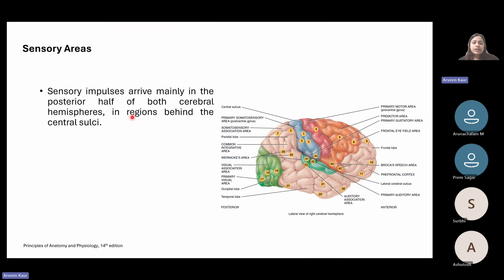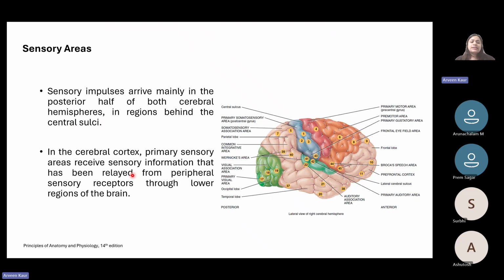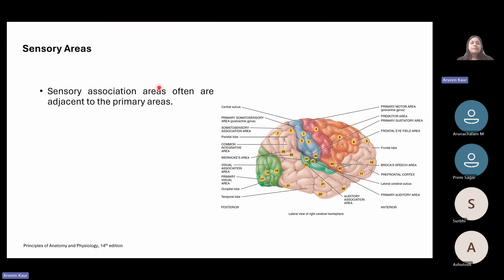So, when we talk about sensory areas, sensory impulses arise mainly in the posterior half of both the cerebral hemispheres, in regions behind the central sulci. In the cerebral cortex, primary sensory areas receive the sensory information that has been relayed from the peripheral sensory receptors through lower regions of the brain, such as the thalamus, right?